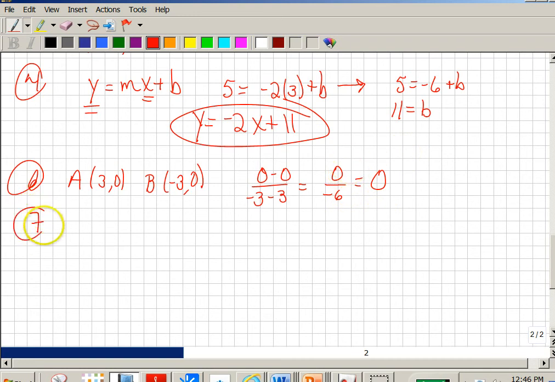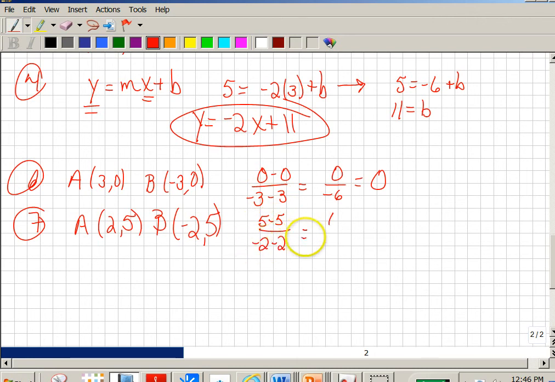Number 7, very similar. The 2 points given are A, 2, 5, and B is negative 2, 5. So y2 minus y1 over x2 minus x1 equals 0 over negative 4 equals 0. So 6 and 7 were both 0.